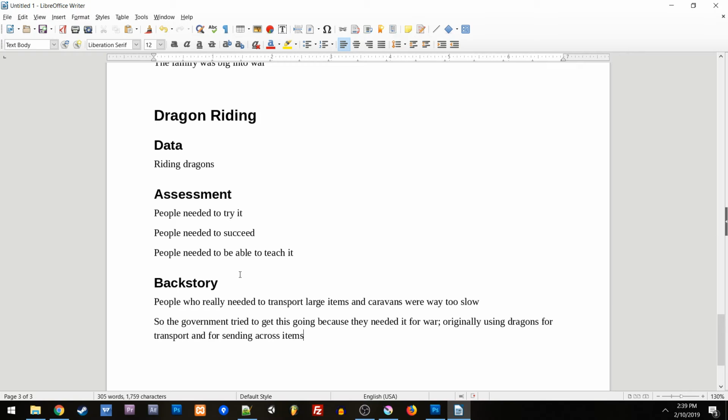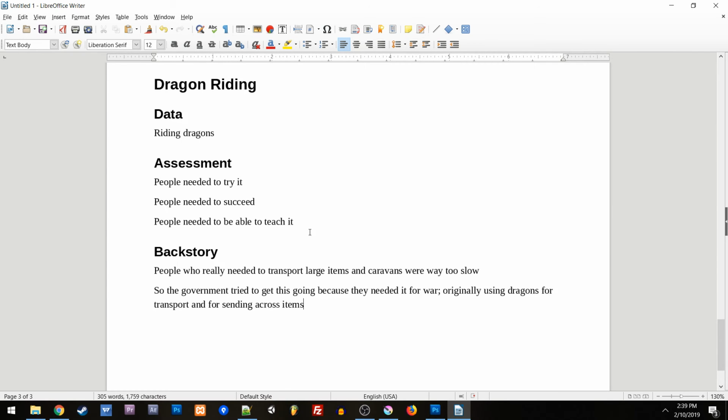Now, this is a very different focus than what you might choose. And there's no wrong choice here. We're developing out our story. It can be whatever we want. It could be that it was originally that dragon riding was for war. It could be that it was just fun. It could be that it was seen as just kind of a funny, goofy thing to do.